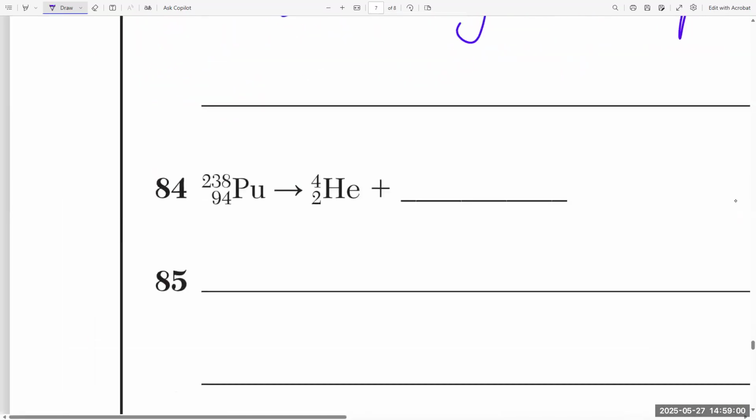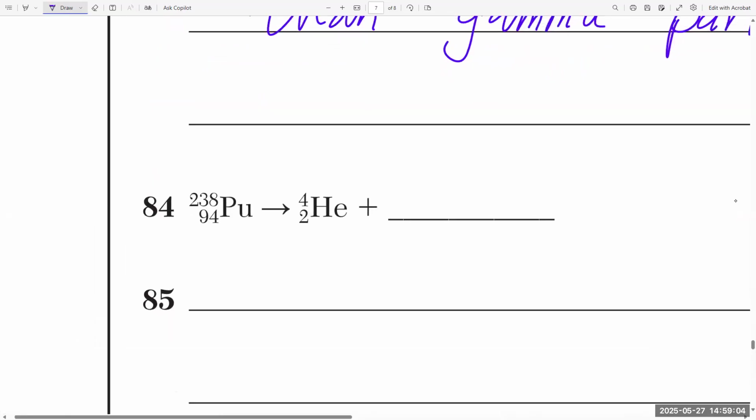84, right? Hey, check it out. Do I even need to read the questions? I don't. I know how to do this, right? So how does that go? You got 238 on the left side of this arrow. So we got 4 on the other side. So 4 plus what gives you 238? 234, right? What about on the bottom? You got a 94 on the left side. 2 plus what gives you 94? 92.